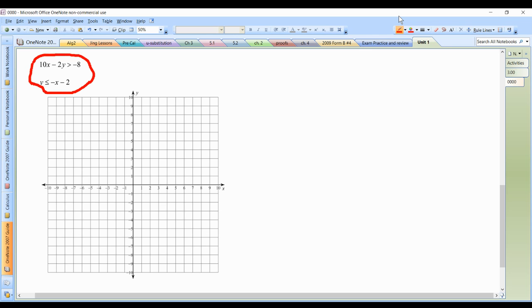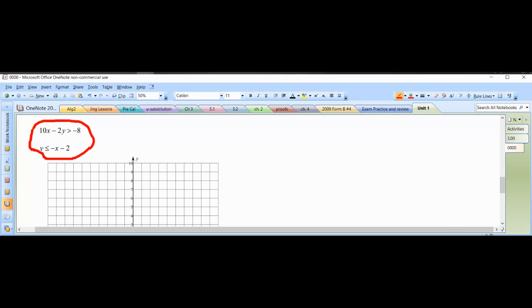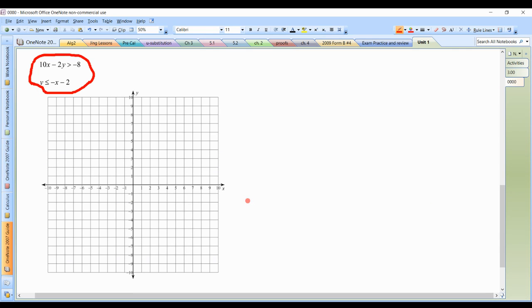For that second one, we have y is less than or equal to negative x minus 2. So the y-intercept is at minus 2. It's not working very well. I need to, whoa, go away. So y-intercept is at minus 2.